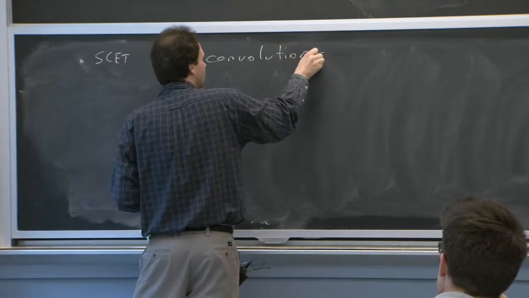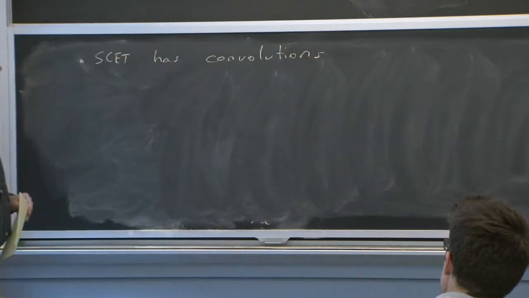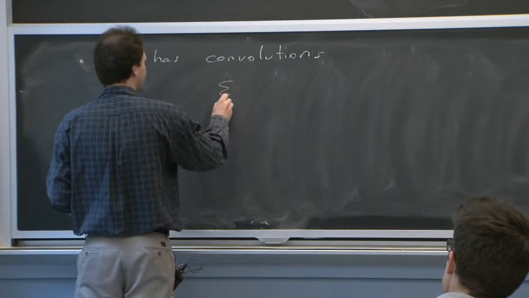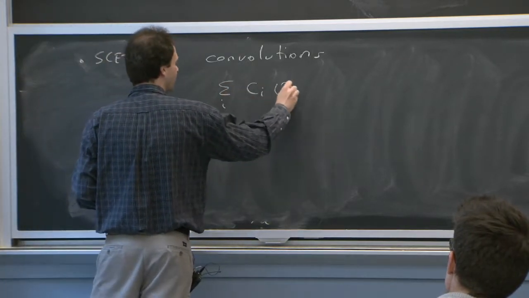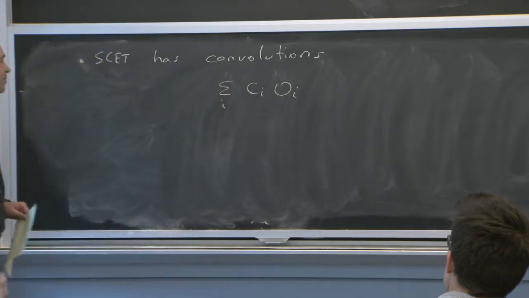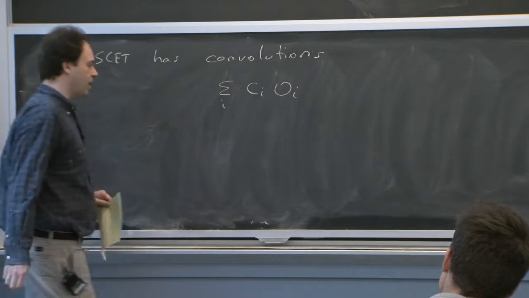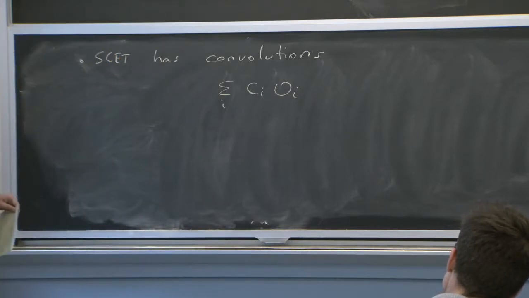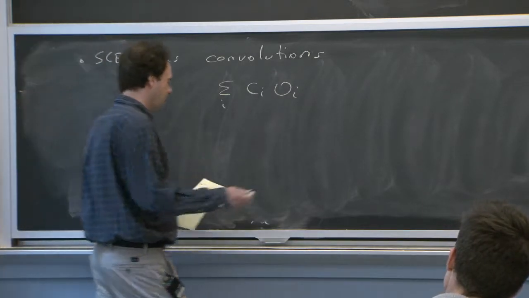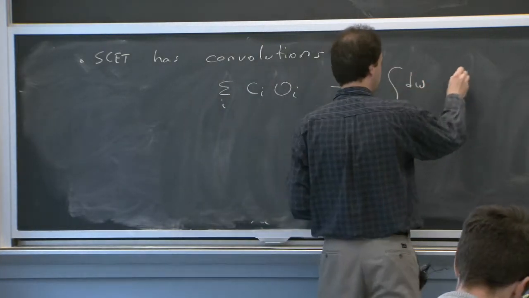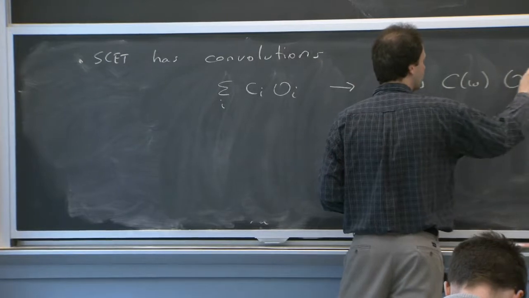So another thing that makes SCET interesting from an EFT point of view is that we have convolutions. Usually in an effective theory, you think about having multiple operators that have the same quantum numbers. We sum over those operators, say at some order in the power counting, sum over i of Wilson coefficients times operators. And this sum becomes a continuous integral in SCET. We'll see how that works.